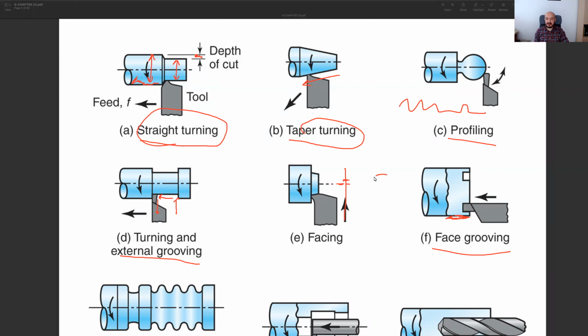And let me draw the front view of it. So let me draw a kind of groove. Okay. So that part actually will be grooved with the help of this operation.